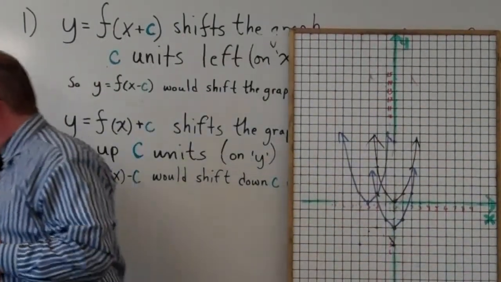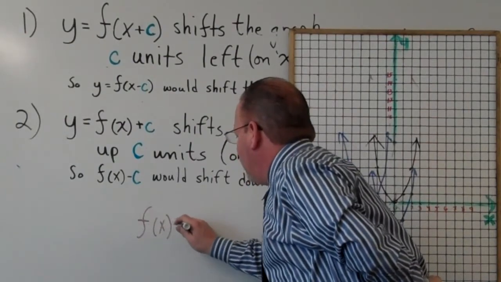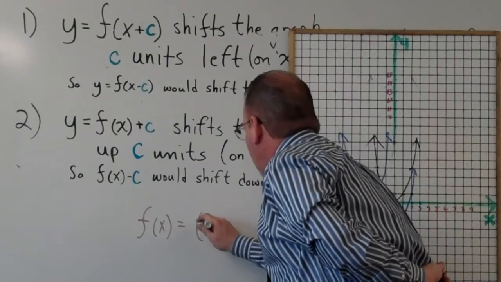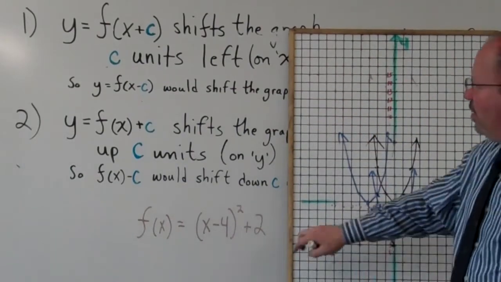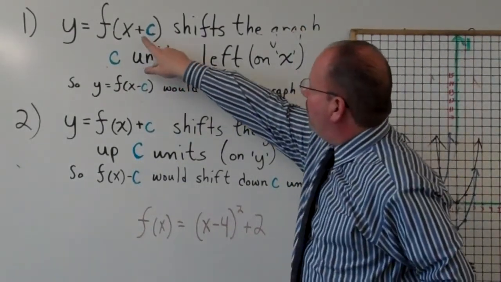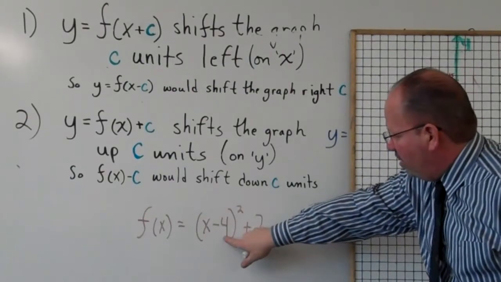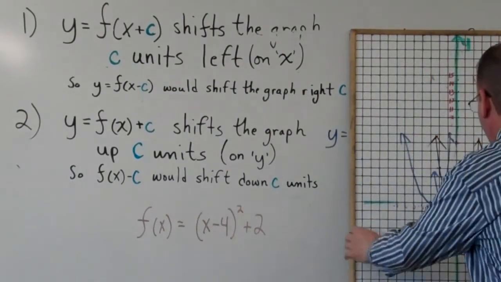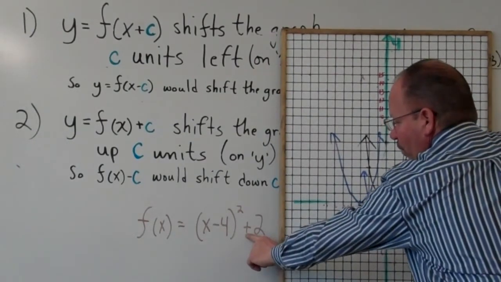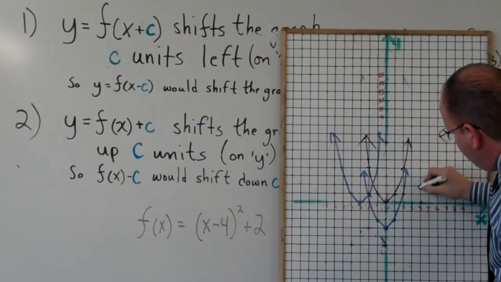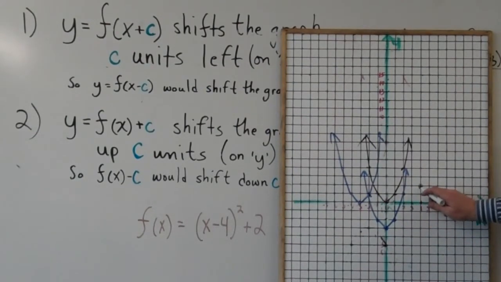Well, you can also have combinations of these. For instance, let's look at f of x equals x minus 4 squared plus 2. Well, we're going to shift c units, but it's minus, so we're going to shift the graph to the right, c units. Here that would be 4 units. To the right, 4. Let's put a dot there. Oh, but now look, it's also going up 2. So we're going to shift our whole graph this way. So here's our new vertex, over 4 and up 2.